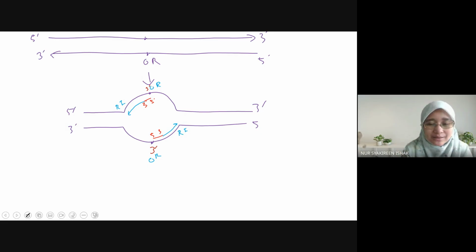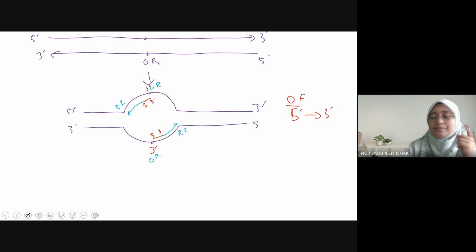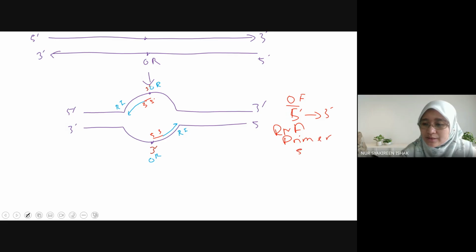Okay, so imagine we have initially the replication bubble is small, it starts small. Okay, so imagine here, kalau Okazaki fragments, it is synthesized the same in the 5 to 3' direction. So sekarang ni kita nak cari pada template yang dilabel sebagai 3, supaya kita boleh hasilkan RNA primer dulu. RNA primer kita nak hasilkan dia sama juga in the 5 to 3 prime direction.